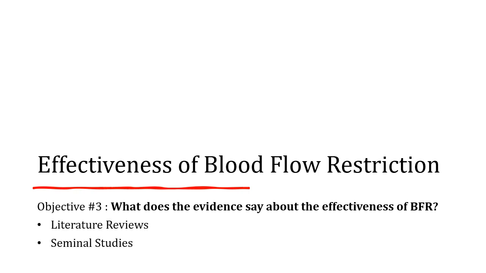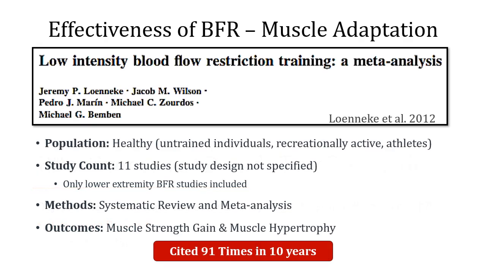All right, so with those disclaimers and contextual factors out of the way, let's focus on the literature reviews specifically. Okay, yes, this one's a little dated from Lixandrão in 2012, but it's considered to be a seminal paper within the literature of BFR. It's cited 91 times in the last 10 years. So the population of the systematic review was healthy, untrained individuals, recreational, active individuals, as well as athletes. There were 11 studies that were included.